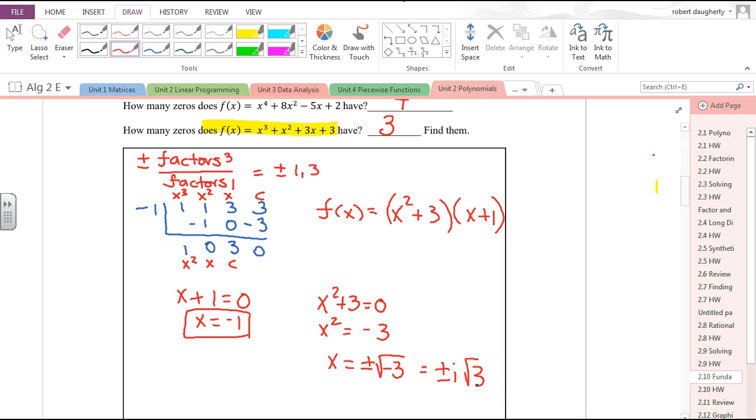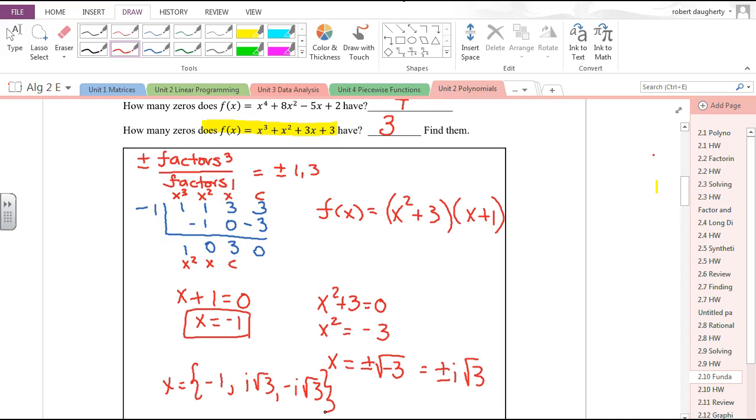So my roots are negative 1, i square root of 3, negative i square root of 3. Okay, those are the 3 roots to this polynomial. It was third degree. It had to have 3 roots. We found all 3 of them.